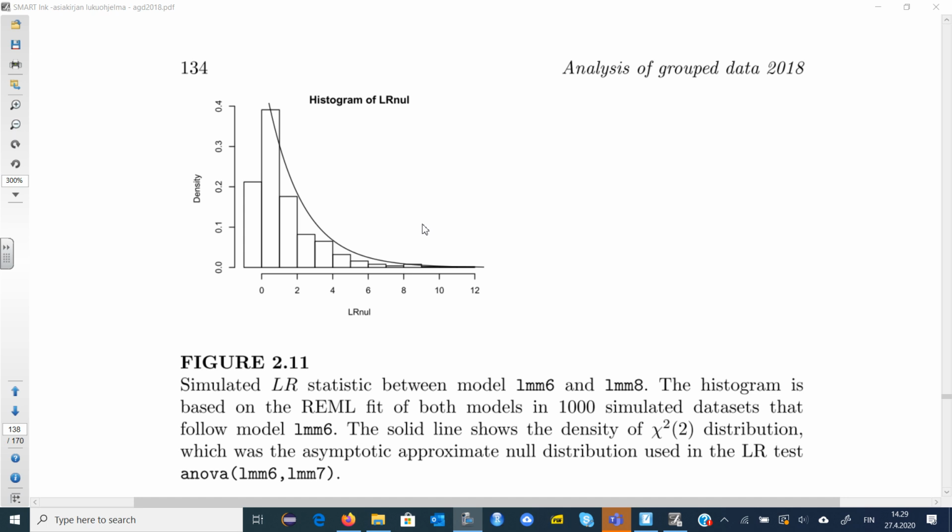And here we see the distribution of the test statistic under the null hypothesis. The values range from 0 to 12 in this sample of 1,000 realizations, whereas our observation is somewhere very far, because the value is 312. So we are very far on the right-hand tail, so this parametric bootstrapping also supports that the random slope is needed in addition to the random intercept.